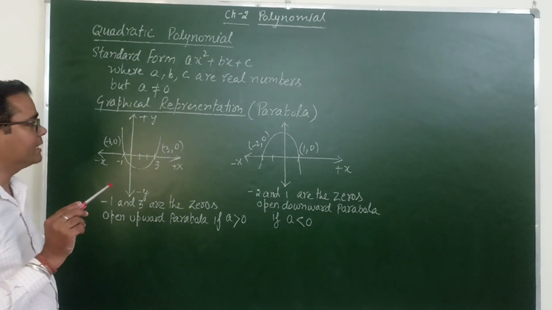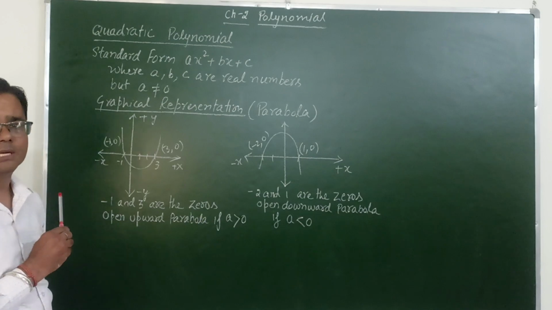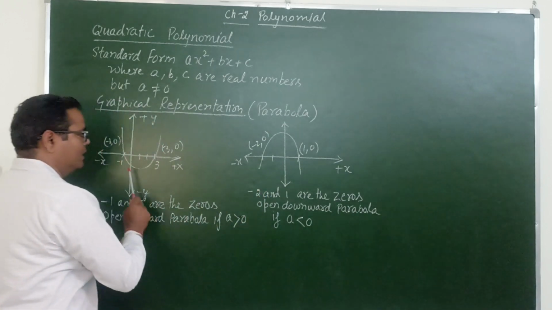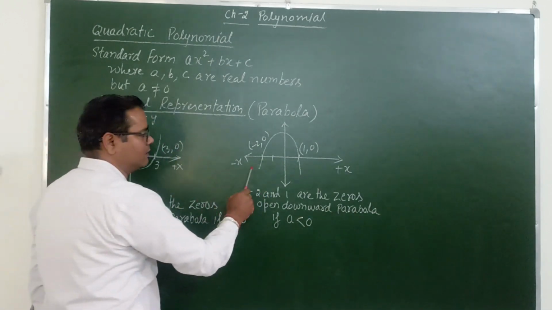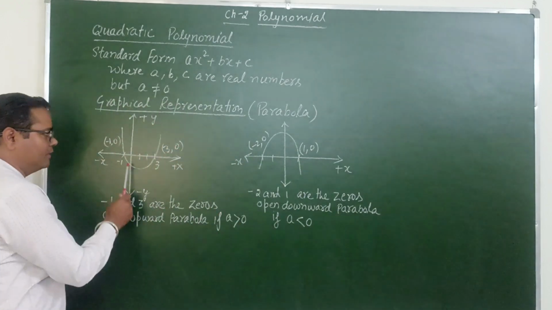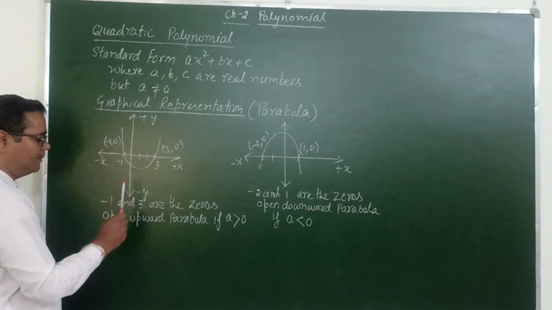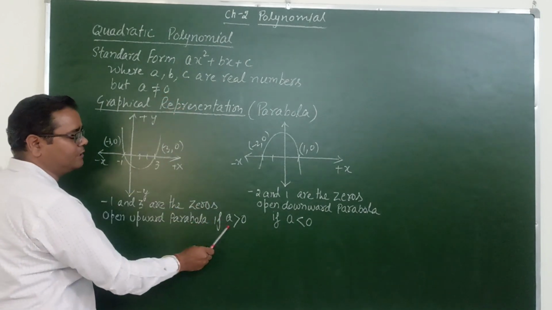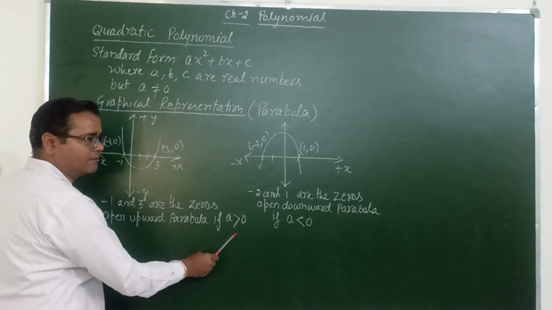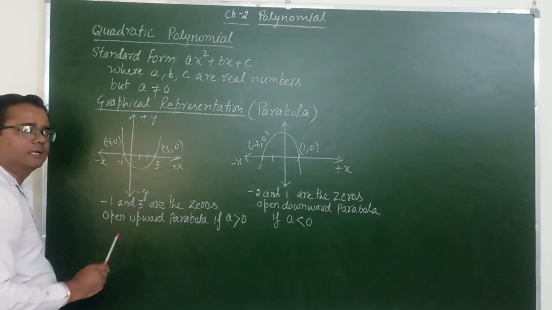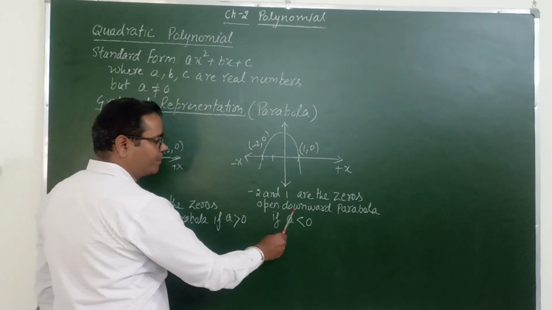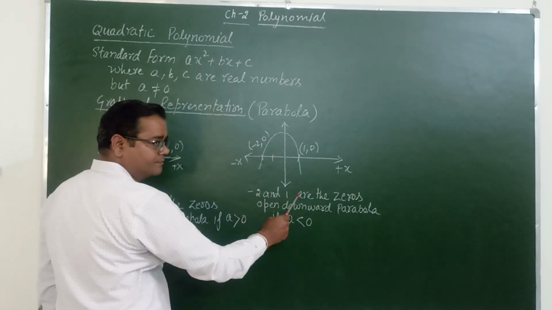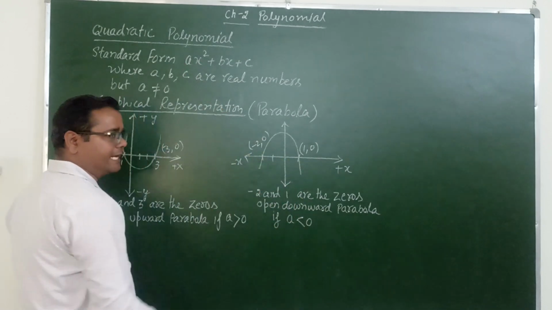When we show the graphical representation of the quadratic polynomial, we will get a shape like a parabola. So these are the two types of parabola. One is the open upward parabola, the other one is the open downward parabola. We get an open upward parabola if the coefficient of x square, that is a, is greater than 0. If the value of a is positive, then we will get an open upward parabola. We will get an open downward parabola if the coefficient of x square, a, is negative. So it will open downward when it is negative.